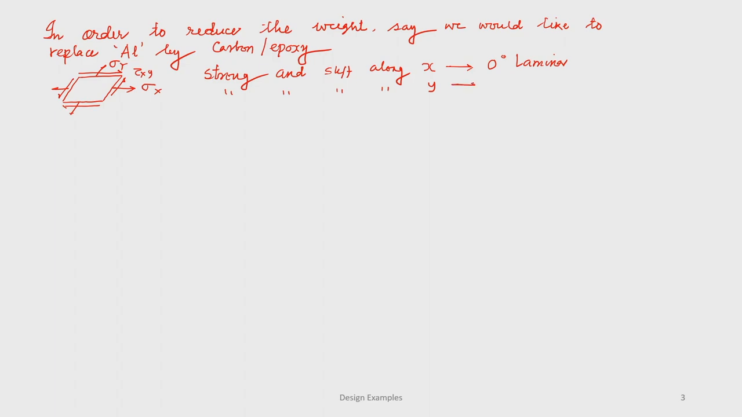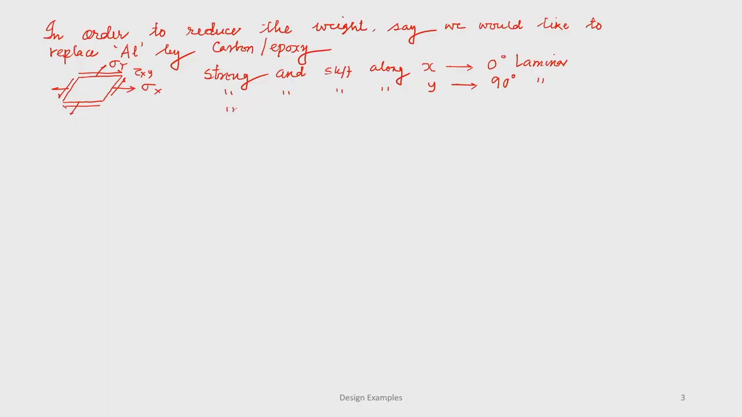It must be strong and stiff along y because it is subjected to sigma y also, and that is taken care of by having 90 degree lamina. It is also experiencing shear in the xy plane, therefore, strong and stiff against in plane shear, and that is taken care of by plus minus 45 degree lamina. We have discussed these things in detail, how the strength and stiffnesses vary with the fiber orientation.